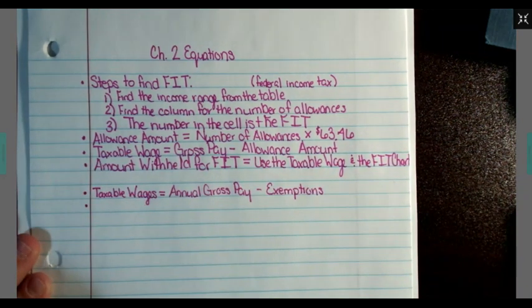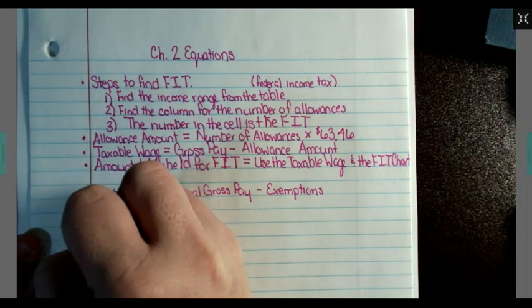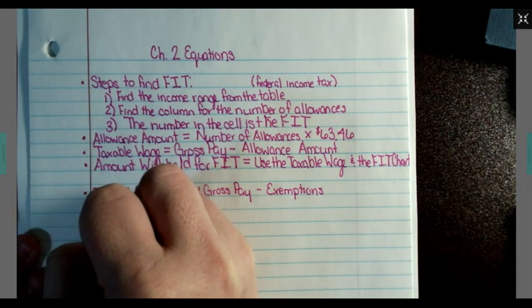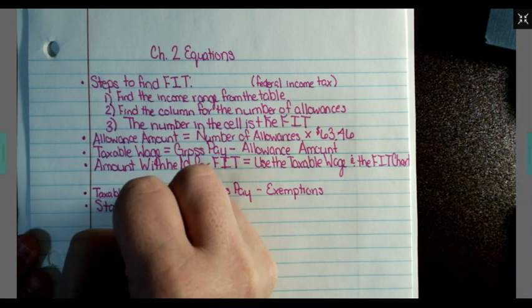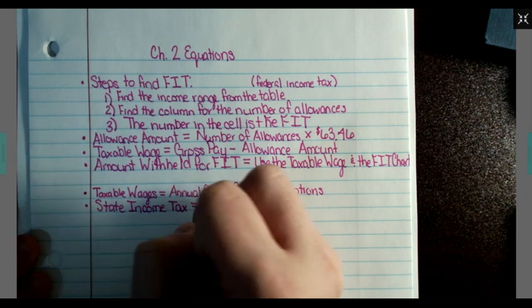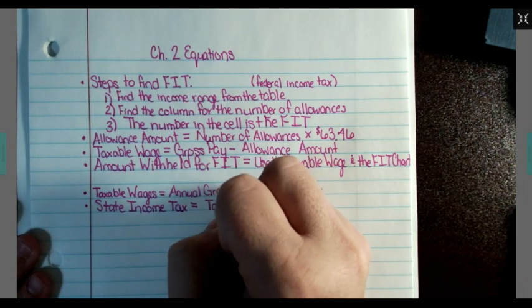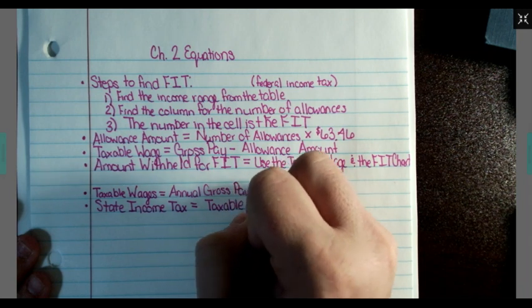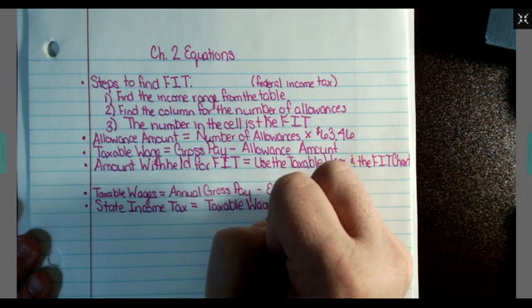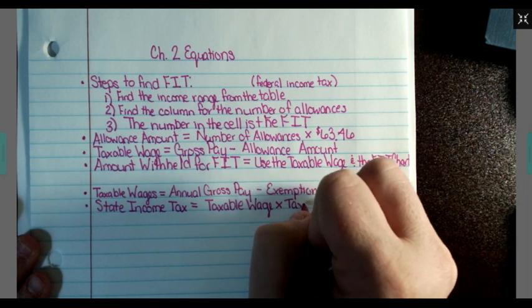The next equation you're going to write down is: state income tax equals taxable wage times my tax rate.